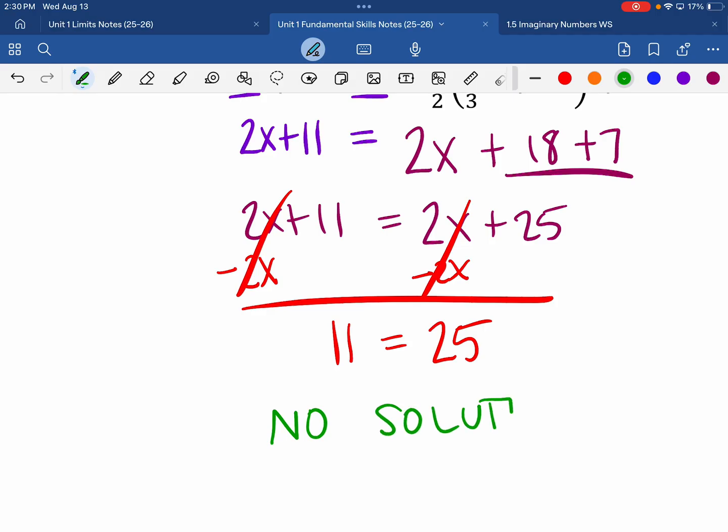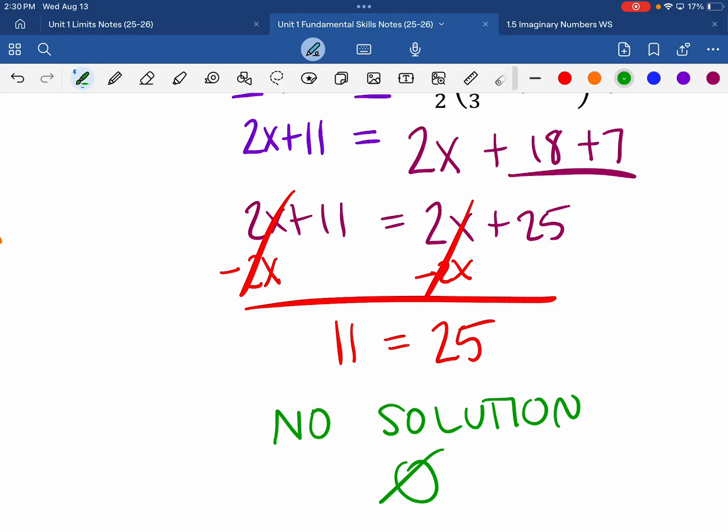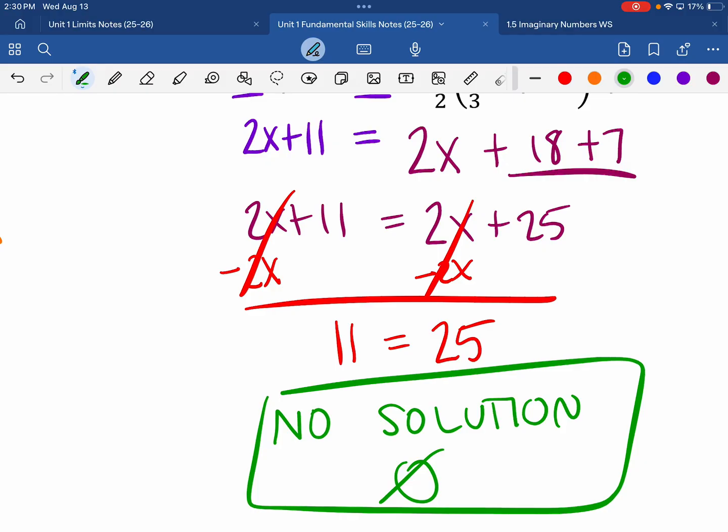Do you know the symbol for no solution? Circle with a line through it. Yes. I'm okay with either one. You can either write the whole thing or you can do the symbol with the line through it.